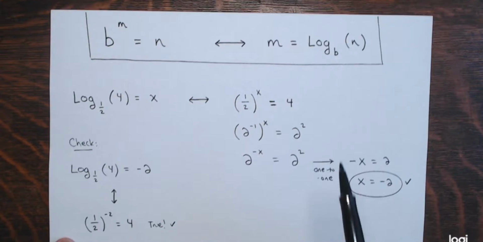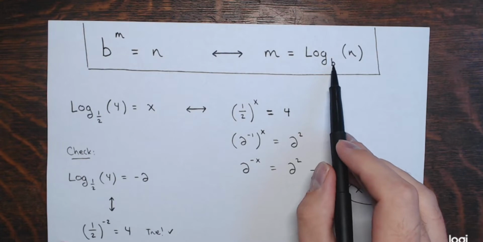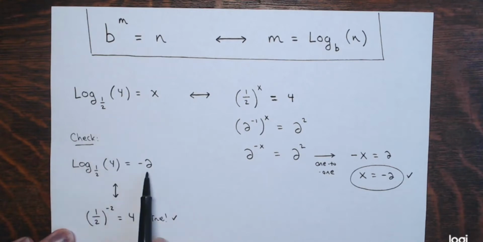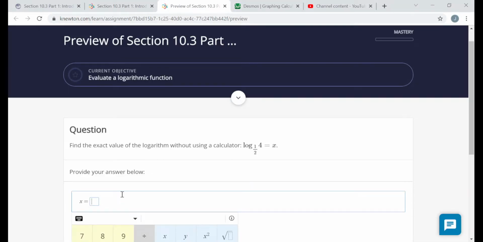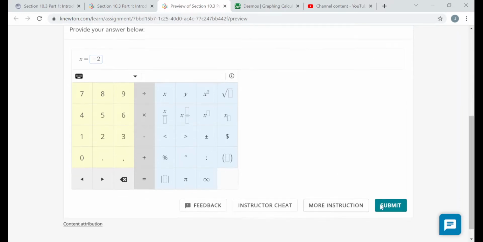When you're given the log base b of n, you're really asking, what power do I need to raise b to get n? What power do I need to raise 1/2 to get 4? I need to raise 1/2 to the negative second power to get 4. So back on the assignment, the value of x here is negative 2. But again, you should be able to go back and forth between exponential form and logarithmic form, understanding that logarithms are exponents. When you see a log equal to some number, that number is the exponent on the base of that log when you change it to exponential form.